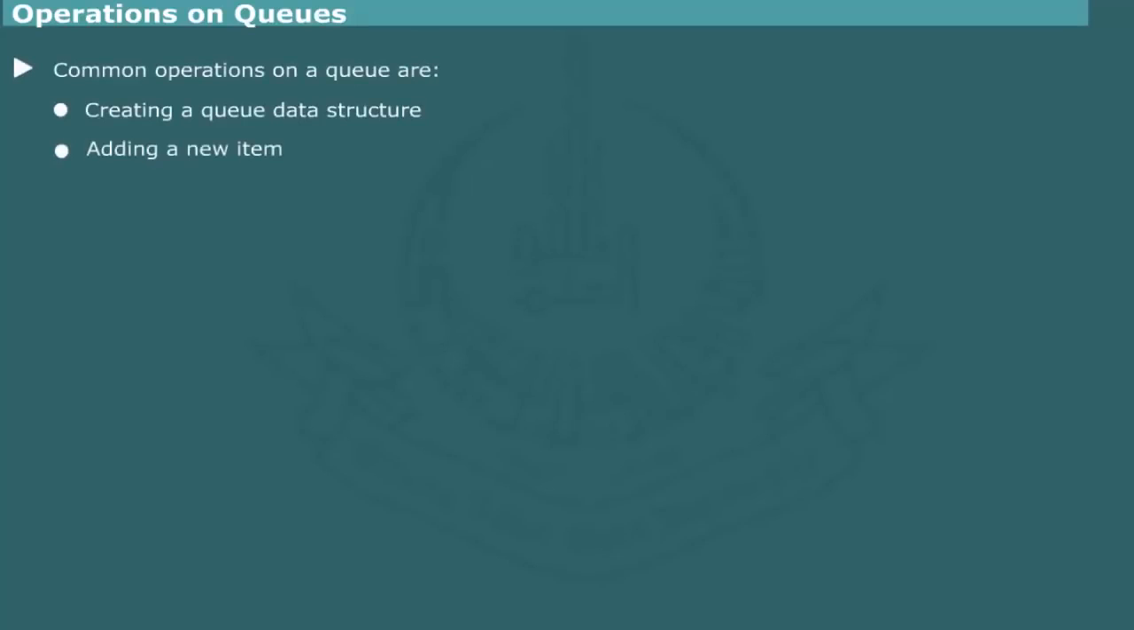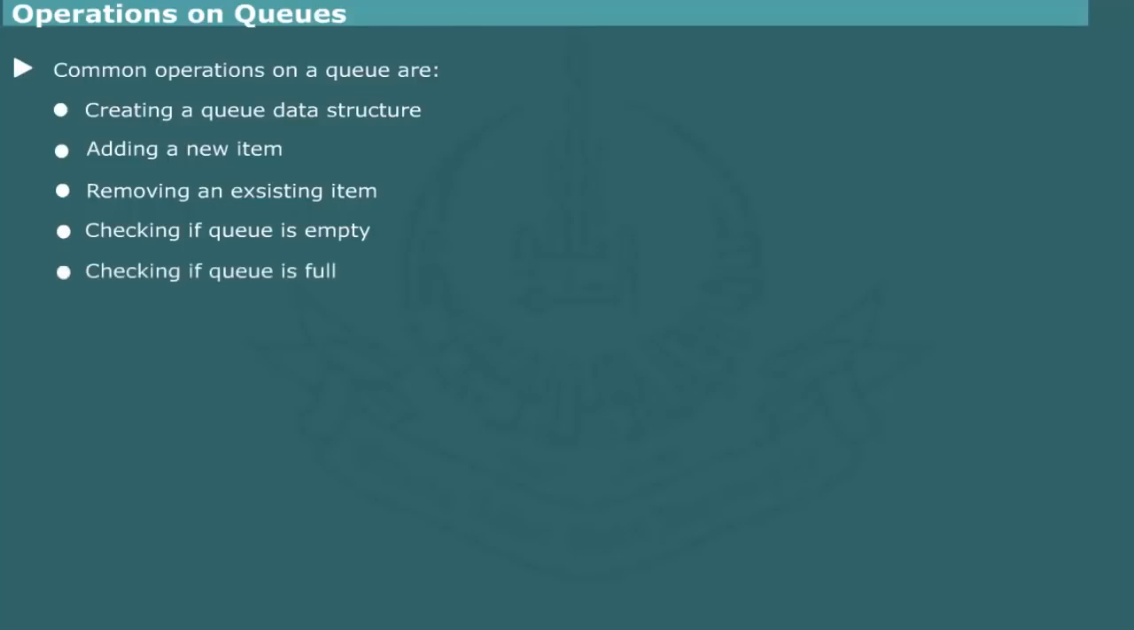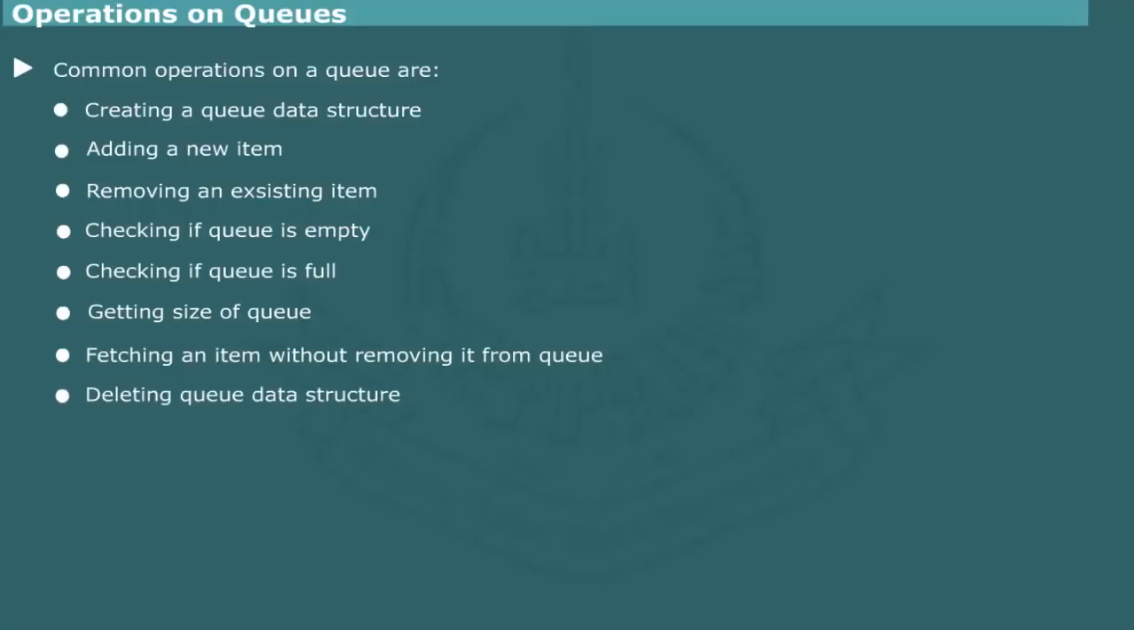Operations on queues. Some common operations on a queue include creating a queue, adding new item to a queue, removing an item, checking if queue is empty, checking if queue is full, determining number of elements in a queue, accessing the first added item without removing it from the queue, destroying the queue.